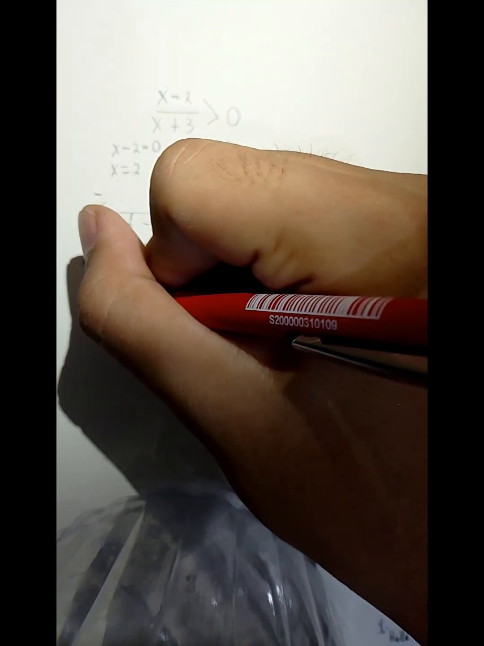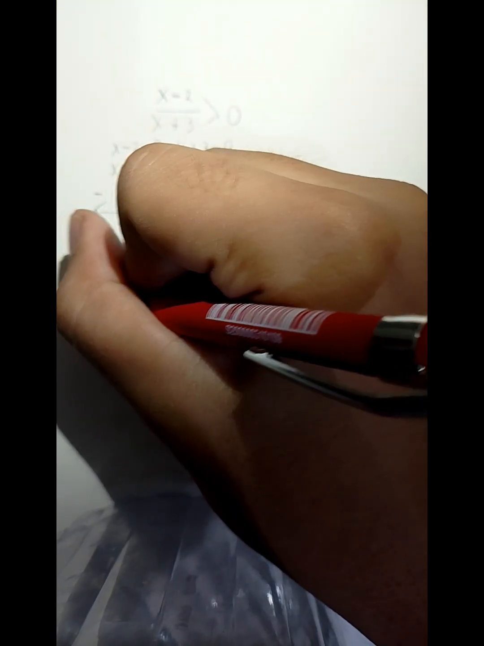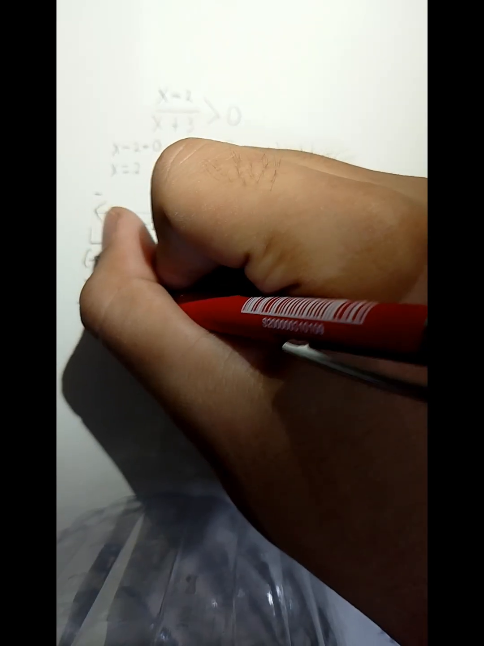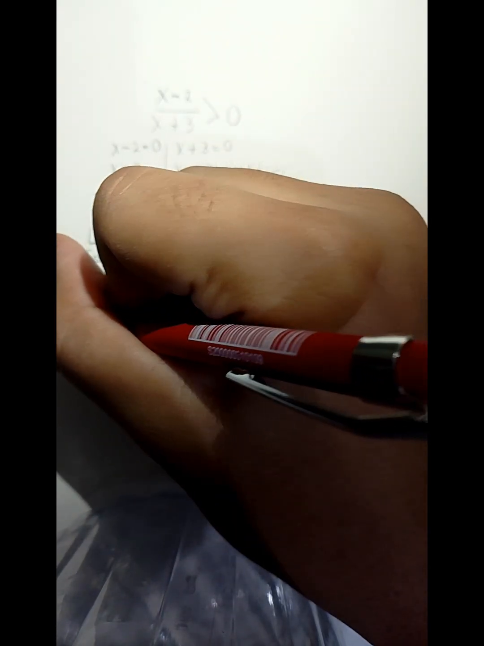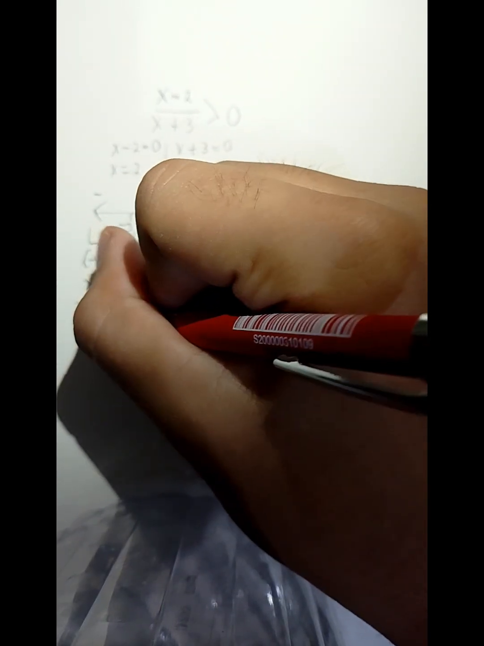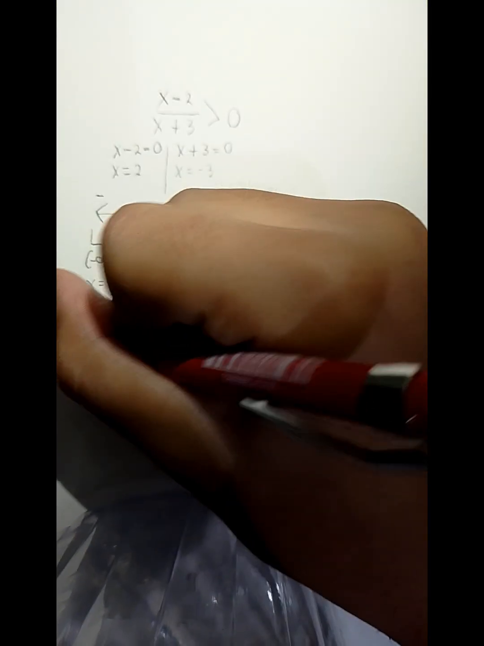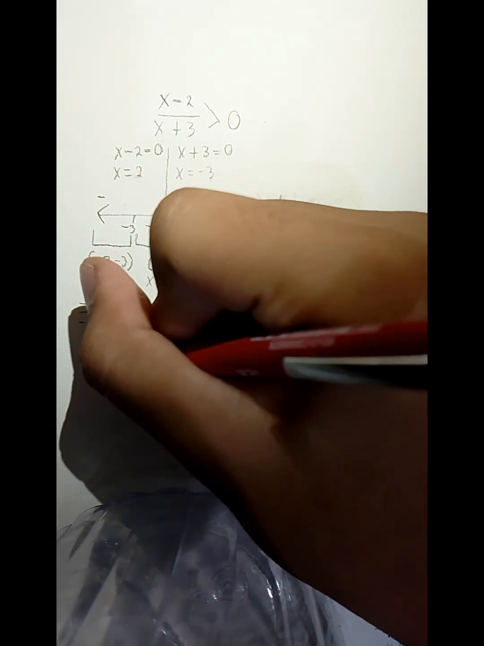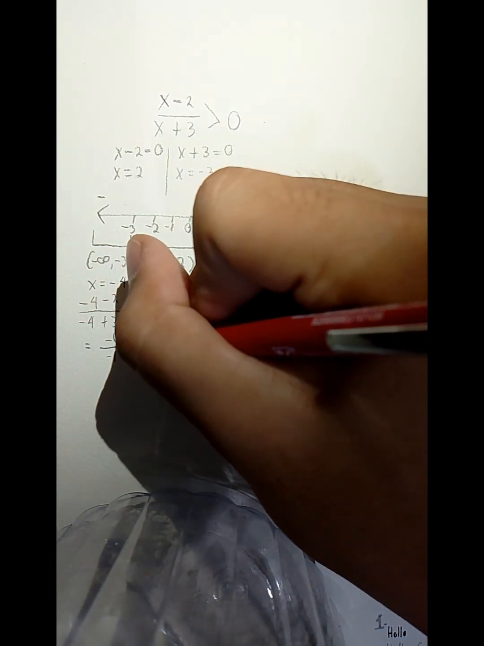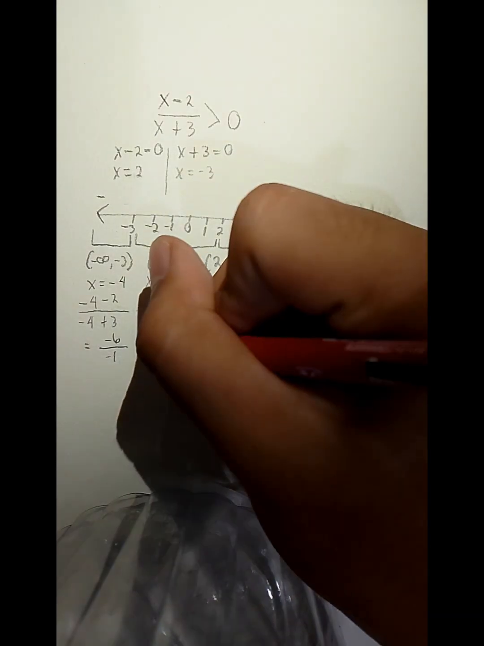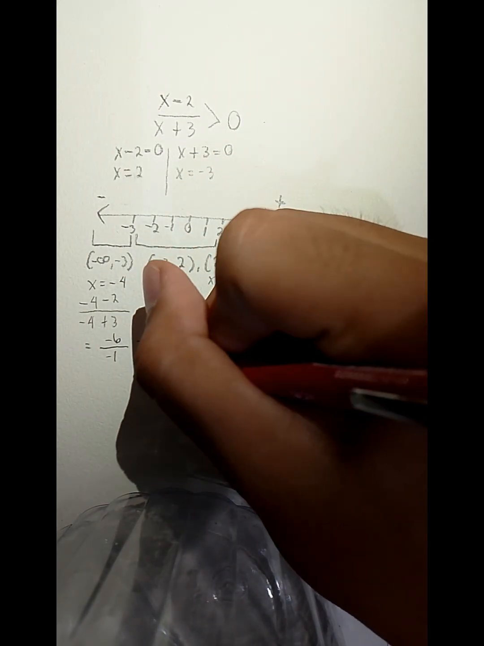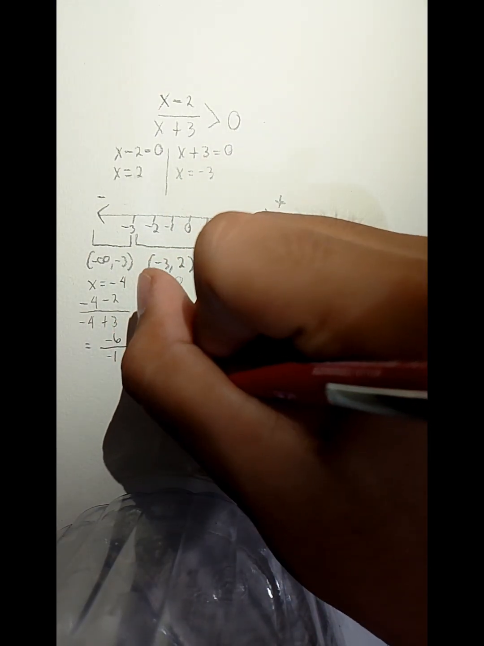Let's start with negative 4. Negative 4 minus 2 over negative 4 plus 3. So this equals negative 6 over negative 1, and that equals positive 6. Now mark this positive.